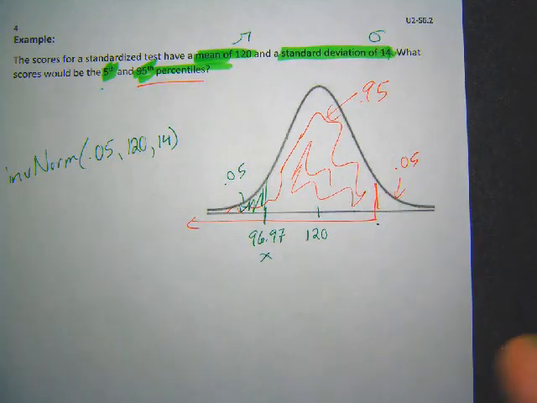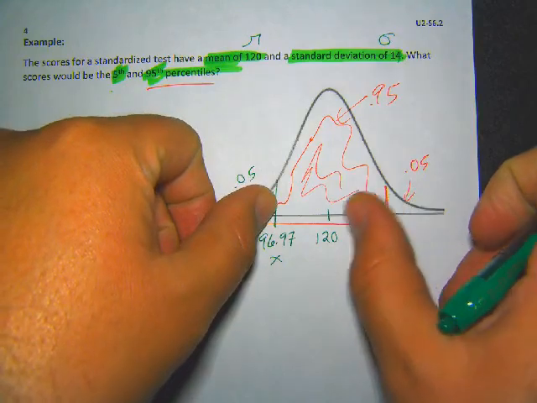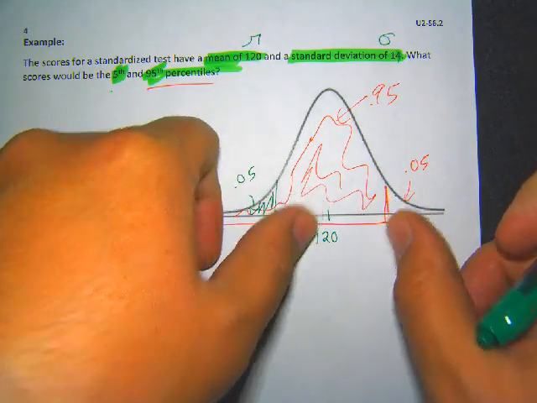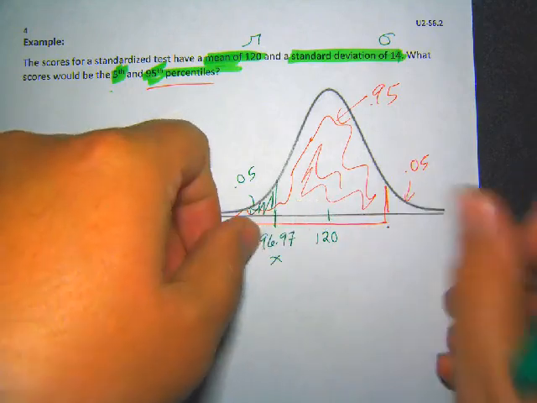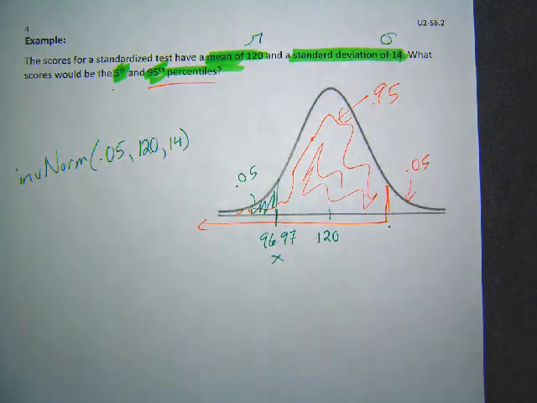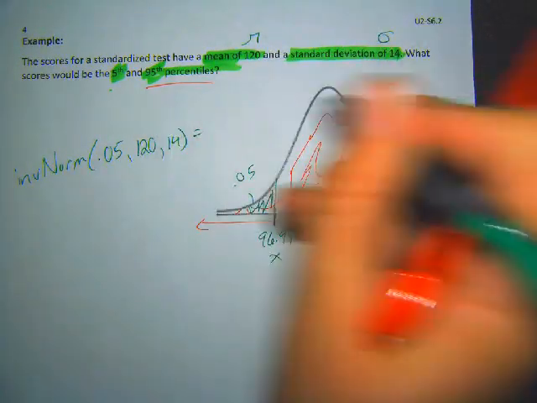Now, one thing that will be true is that because this is 0.05 and that's 0.95, these will be the same distance from 120. Whatever this distance is, that distance will be the same because they'll both be the same distance from the middle to get those same areas to the left and the right. But to do that, I'm going to have to use another calculator option. So this one gave us 96.97.